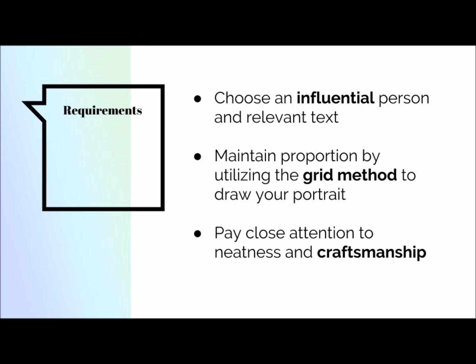So the overall requirements for this project are these three things right here. First of all, like I just said, make sure you choose an influential person and relevant text. Second of all, maintain proportion by utilizing the grid method when you draw your portrait. And third, pay close attention to neatness and craftsmanship. That's especially when you're writing your words for this project.